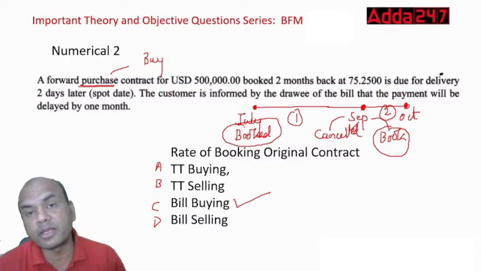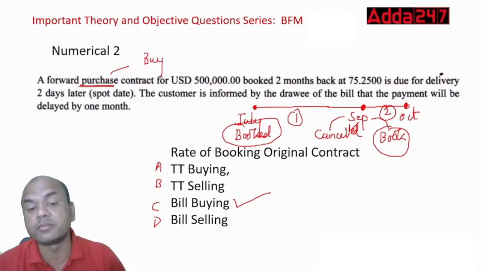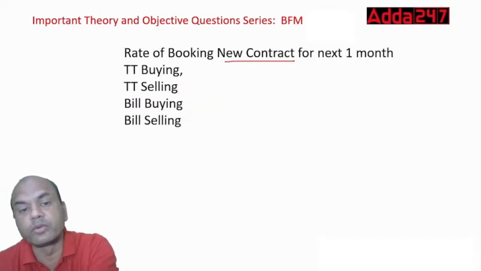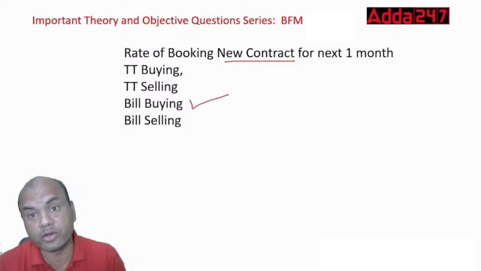So I'll be using bill buying rate. But the rates will be different. Of course, not the same rate, but the logic is same. I'll be using the bill buying rate only again. Again, new contract. Of course, the rates will be for today, whatever the rates are.